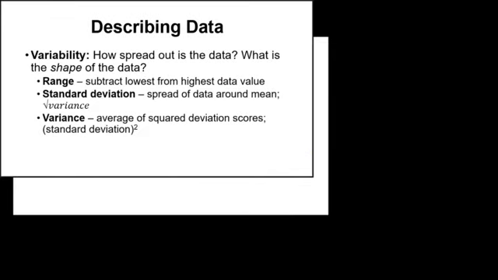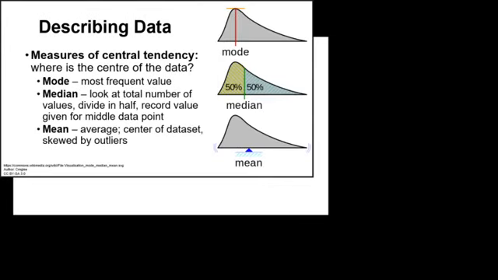All right, so that was our where is the middle. Our next most common way to describe the data is to describe the variability. And variability gives us an idea of how spread out our data is. So what is the shape of our data? As I just mentioned, that figure we were looking at had some outliers. It had a little bit of skew. It was shifted to one side.